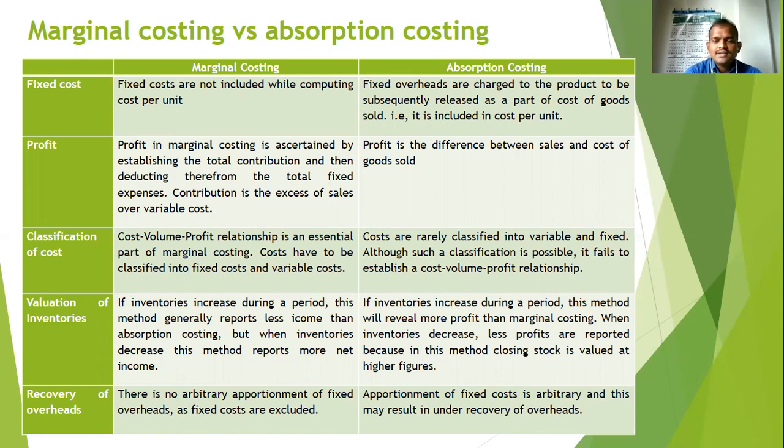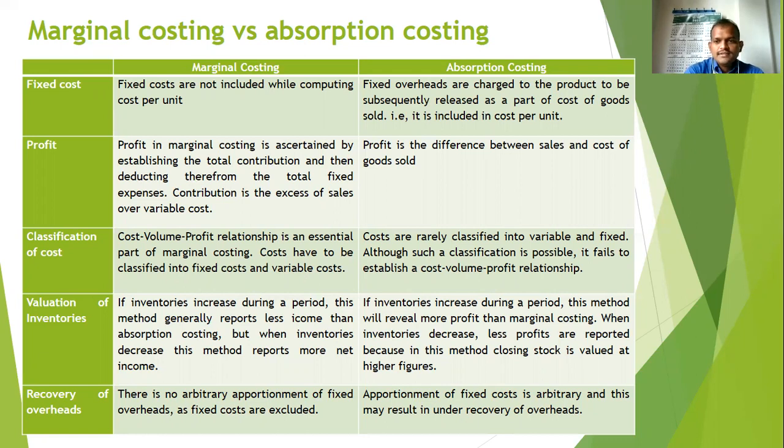Next, classification of costs. Under marginal costing, costs are classified into fixed cost and variable cost. And cost volume profit relationship is an essential part of marginal costing. But in absorption costing, costs are rarely classified into variable and fixed. Although such a classification is possible, it fails to establish a cost volume profit relationship.